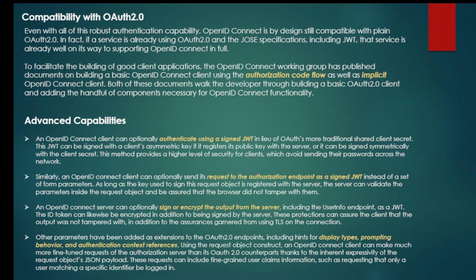That is cool. Next one is, similarly, an OpenID Connect client can optionally send its request to the authorization endpoint as a signed JWT instead of a set of form parameters. As long as the key used to sign this request object is registered with the server, the server can validate the parameters inside the request object and can be assured that the browser did not tamper with them. That's a common digital signature concept.